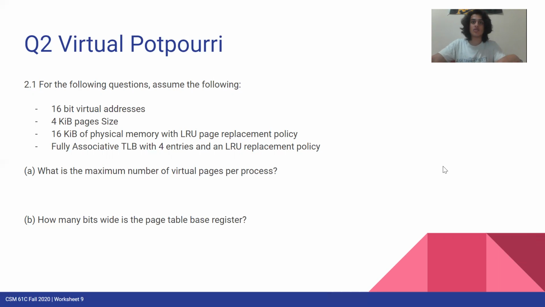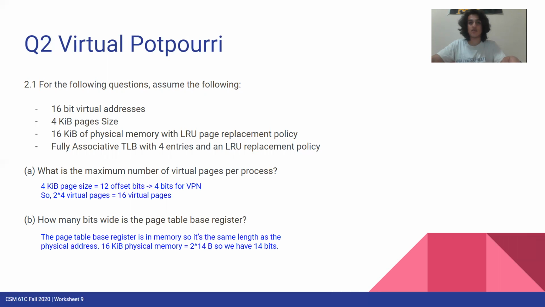We have our 16-bit virtual address, so it's going to be something less than 2 to the 16th. And we have our 4 KB page size, which is 2 to the 12. So we have 12 offset bits, and from 16, we have 4 bits for a VPN. With that, we have 16 different options for pages. So at max, we can represent 16. It obviously can be less.